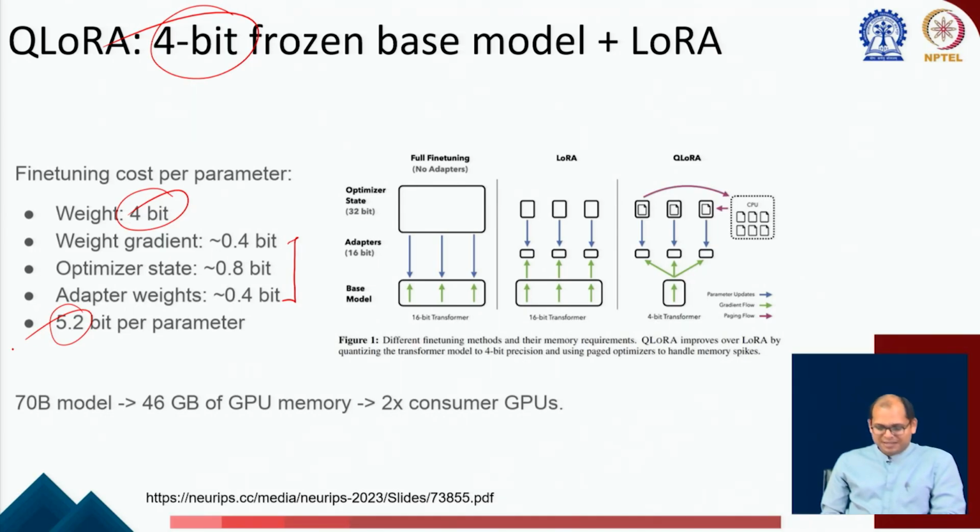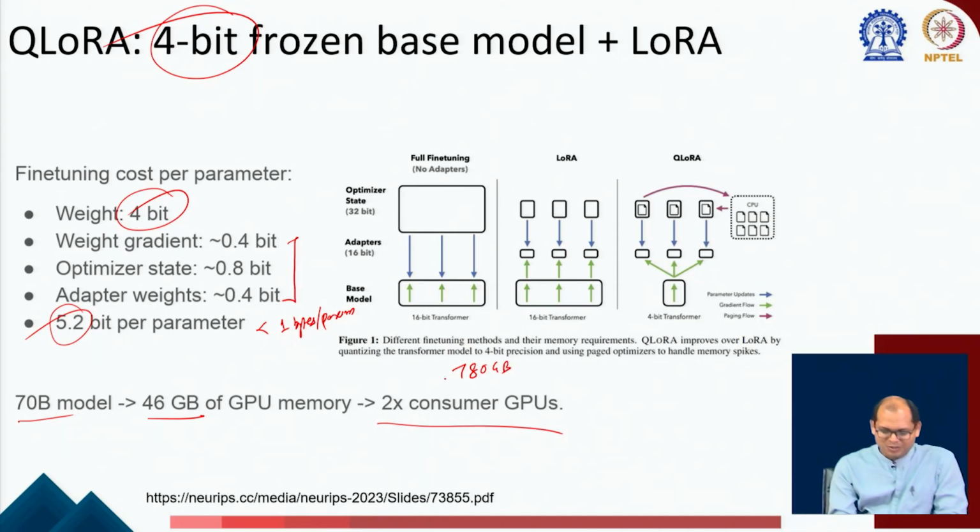So you multiply by that. So this is for a 70 billion model. Now this is less than 1 byte, right, per parameter. So you are saving a lot. You can do it with 46 GB of GPU memory with just 2 consumer GPUs. So you see there is a huge saving. Starting from 780 GB, we are going to 46 GB by doing LoRA and QLoRA, right?